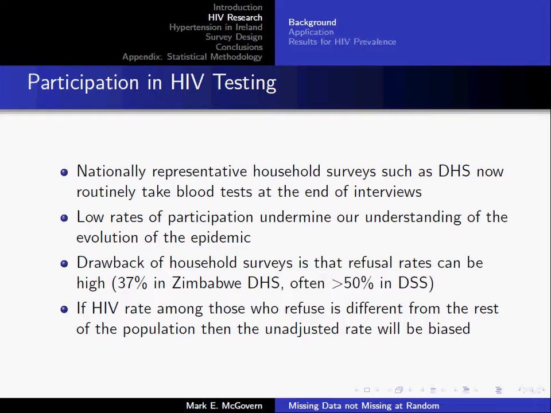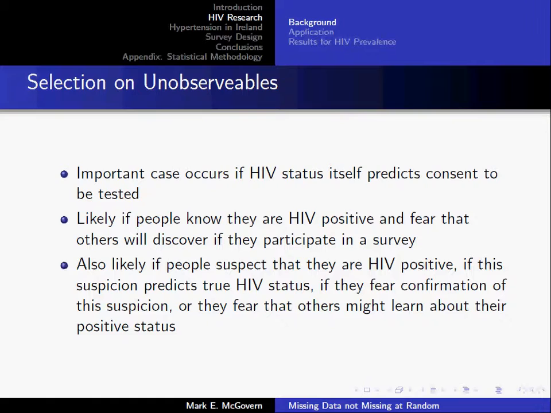And there are different mechanisms for this, but I think the most serious case is if HIV status itself predicts participation in the survey. So imagine this, that the outcome you're trying to measure actually affects whether someone is in your data set. So this is the most serious case. So this would happen, for example, if people who know they're HIV positive and fear that others will find out, opt out of the survey. So they fear disclosure. It's not just they know their status, but they might suspect they're HIV positive.